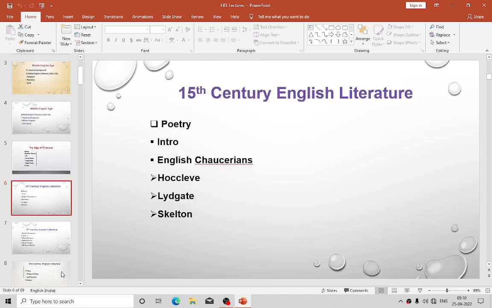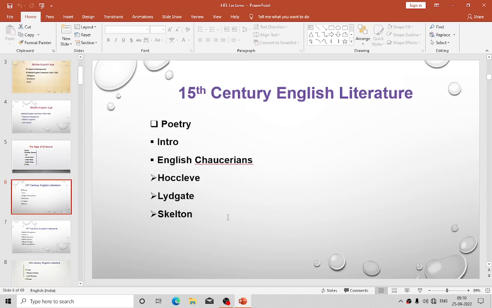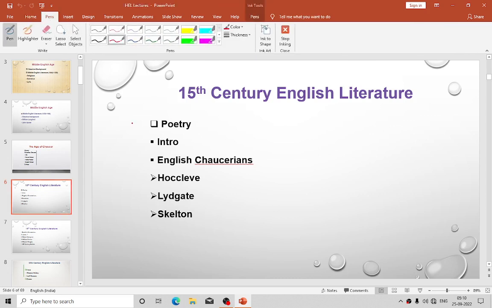Today we are going to start on 15th century English literature. Talking about it, at the beginning we will discuss the poetry in this era. The period of 150 years after Chaucer's death is comparatively a blank period, we can say an empty period in poetry. In other departments, the period was less unproductive.